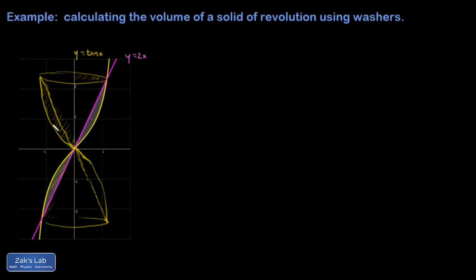Okay, let's compute the volume of a solid of revolution by using washers. The reason we say washers instead of disks is because every one of these little slices has a hole in the middle. So there's a slice, and there's an inner cutout, a hollow space in here.